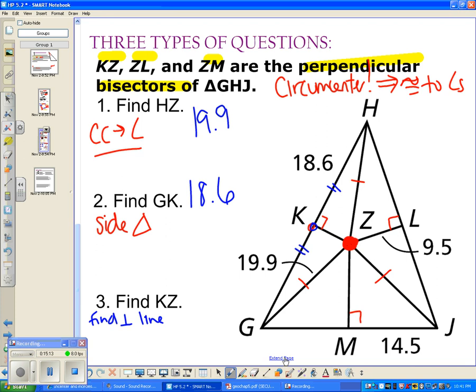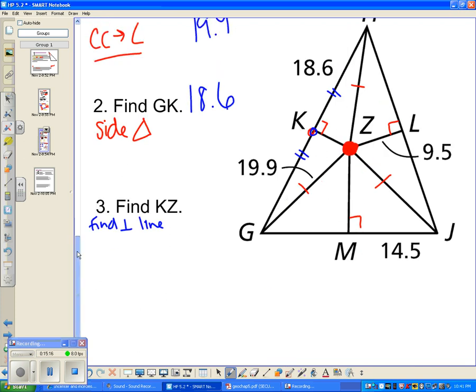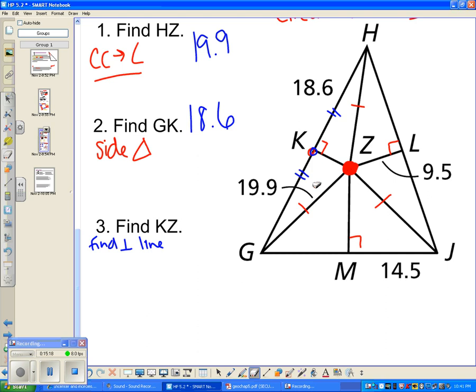Okay, so what I'm going to do is scroll up for just a little bit. I'm going to erase some of this stuff. KZ is this line right here, so this is the line we want to talk about. There are different ways you can approach this problem. I'm going to look at this part of the triangle. If you wanted to look at this bottom triangle, that would be fine. But again, we want to figure out what this one is.